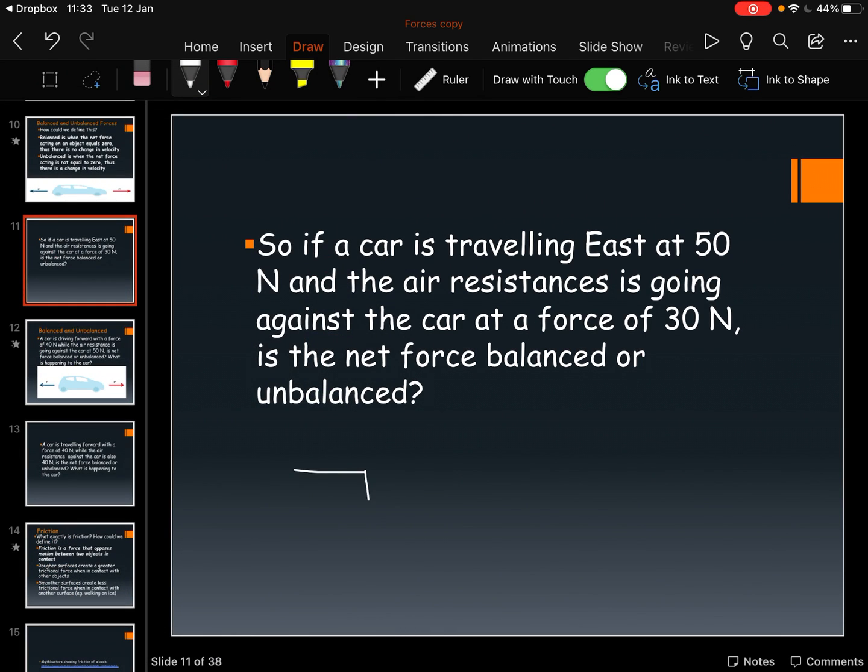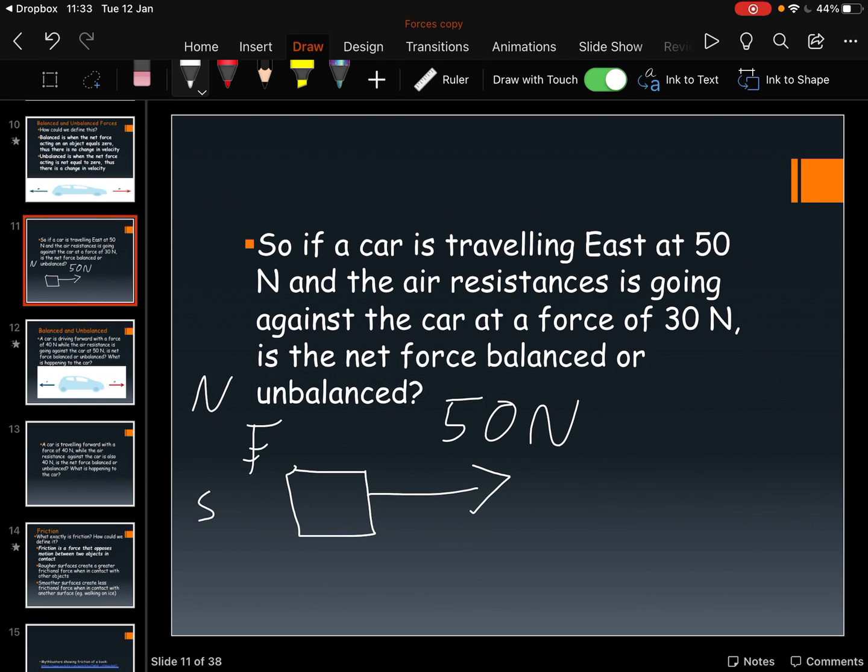Okay, right. So we have our car, and our car is traveling at 50 newtons, and it's going east, so north, south, east, and west. So it's going east at 50 newtons. And the air resistance is going against the car at a force of 30 newtons. So air resistance is coming this way at 30 newtons. So is the force balanced or unbalanced?